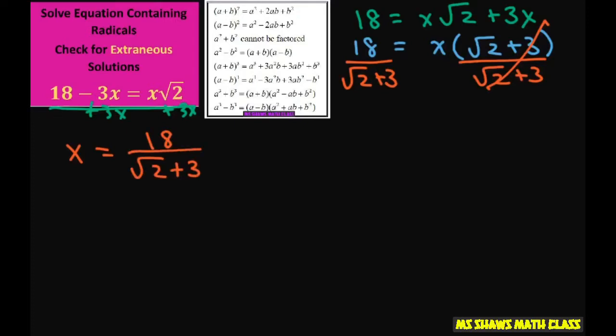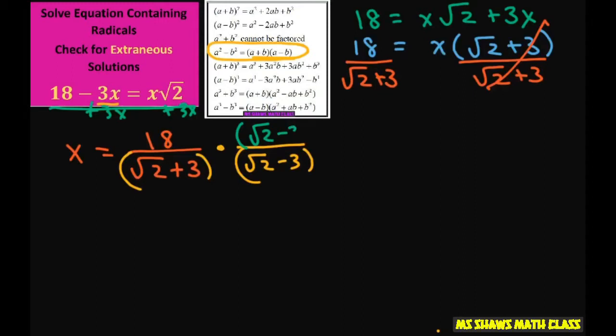Now, to check this solution, it's going to be hard with the radical in the denominator. And that's why they always say you need to rationalize the denominator. And what we do is we rationalize it by multiplying it by the conjugate. So the conjugate of square root of 2 plus 3 is square root of 2 minus 3, because that makes it easy to get rid of the radical that's in the denominator. When you multiply the denominator by square root of 2 minus 3, you also need to multiply the numerator.